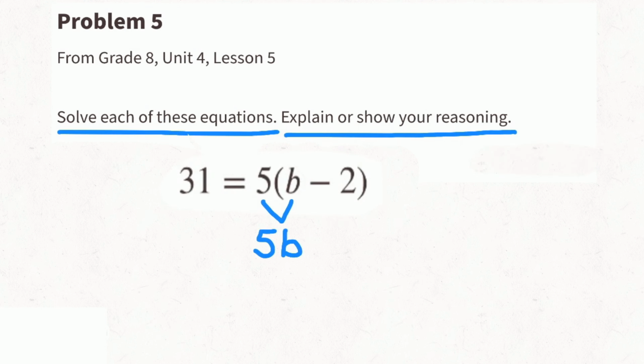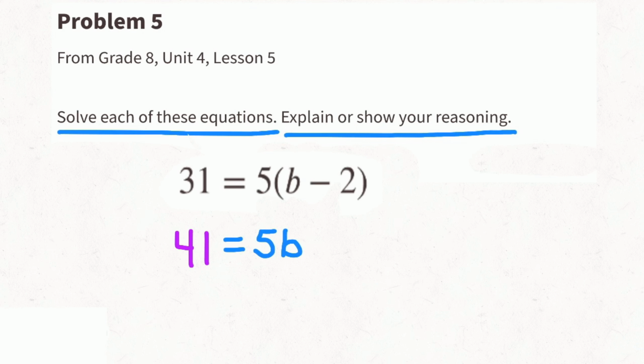5 times b is 5b, and 5 times negative 2 is negative 10. So the equation now reads 31 equals 5b minus 10. Next, I want to get the 5b by itself, so I have to get rid of the negative 10. I can do that by adding 10, but remember, whatever you do to one side, you do to the other side. Now the equation is 41 equals 5b.